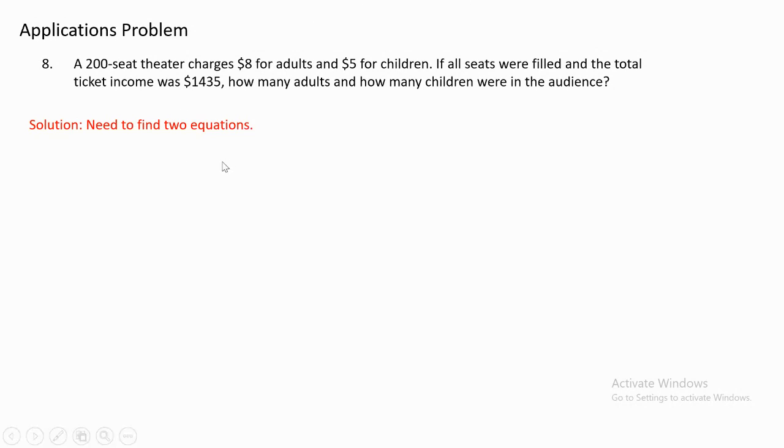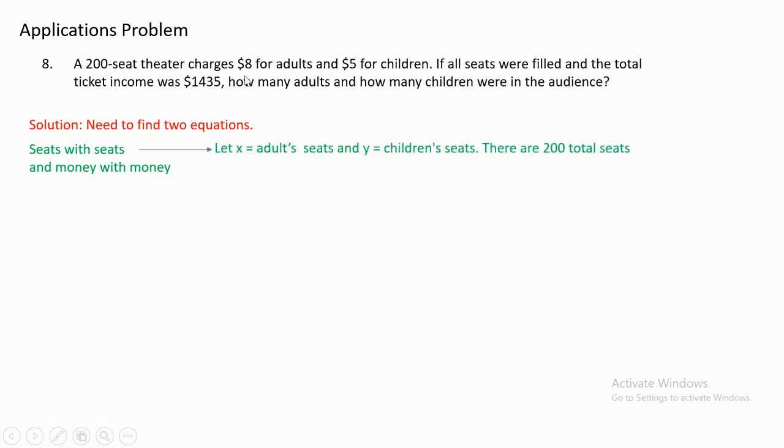Well, first of all, we need to find two equations. This is how I like to explain to my students. We're going to use seats with seats and money with money. What does seats with seats mean? It means that the adult seats plus the children seats must equal 200 seats. So we're going to let x equal adults, and y equal children's seats. There are 200, so it's going to be x plus y equals 200.